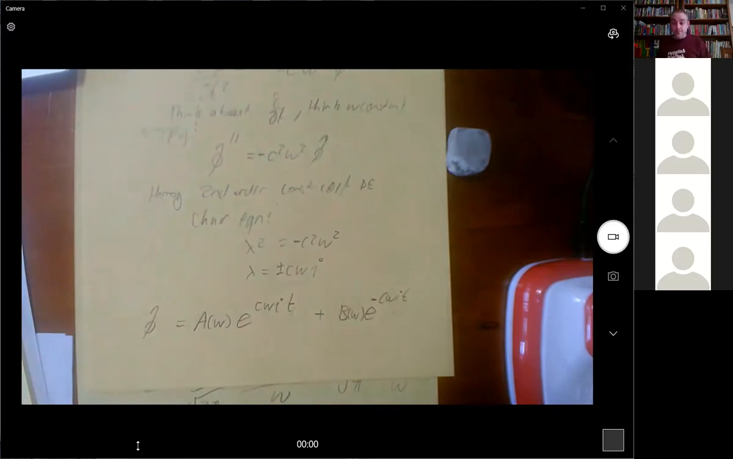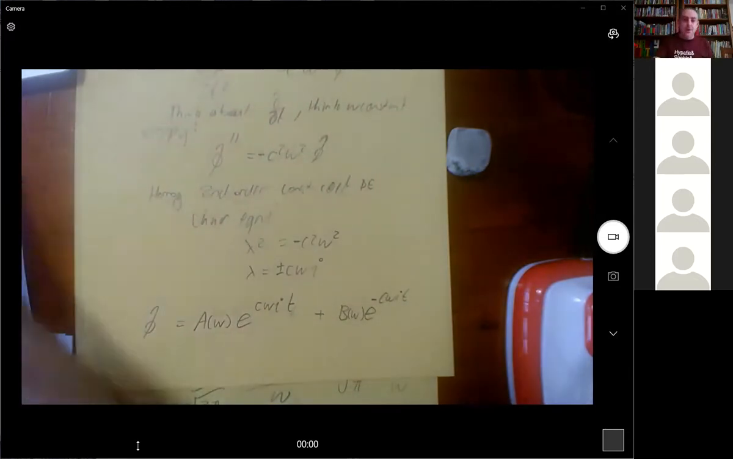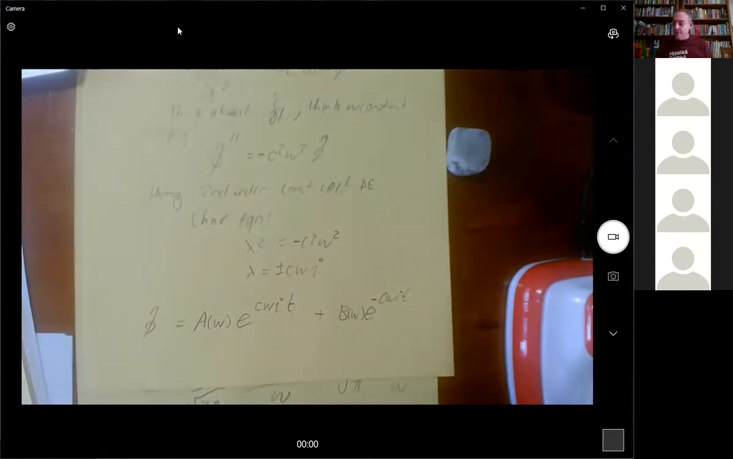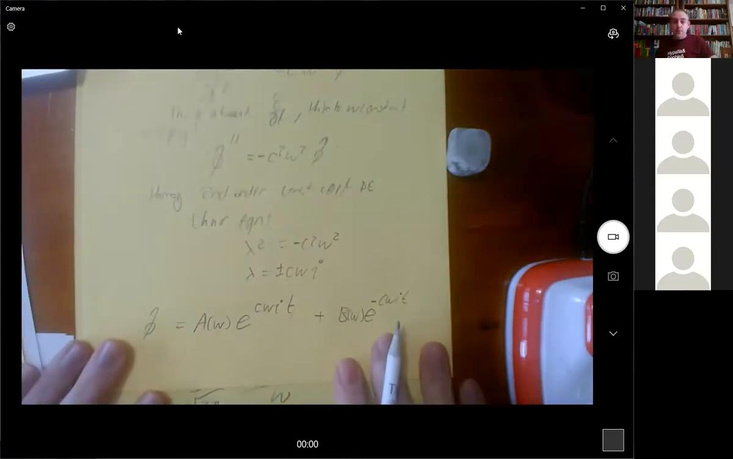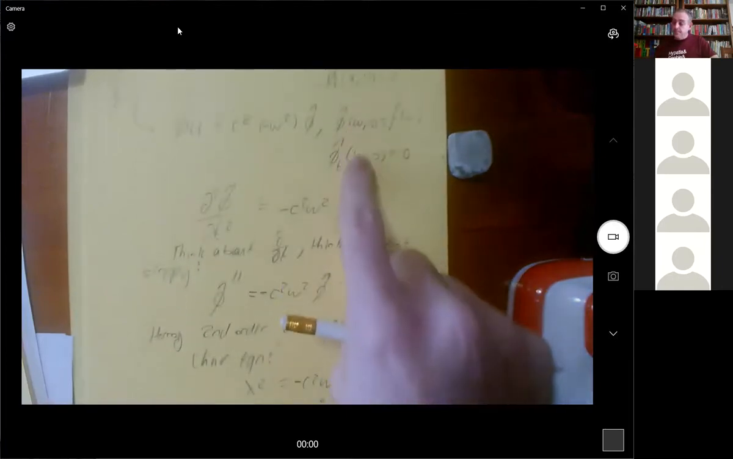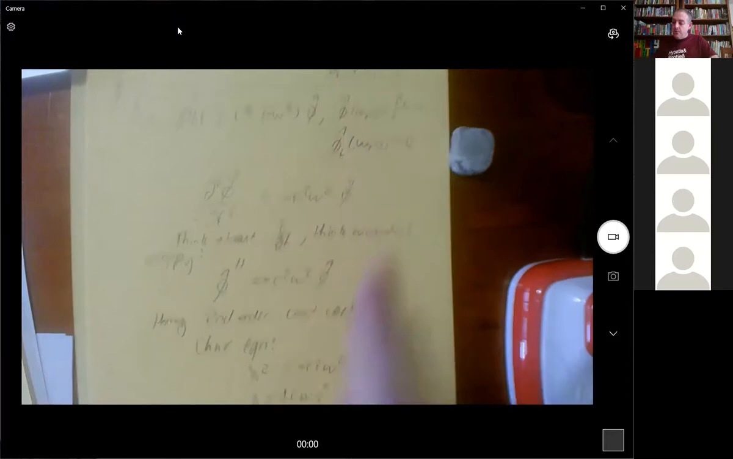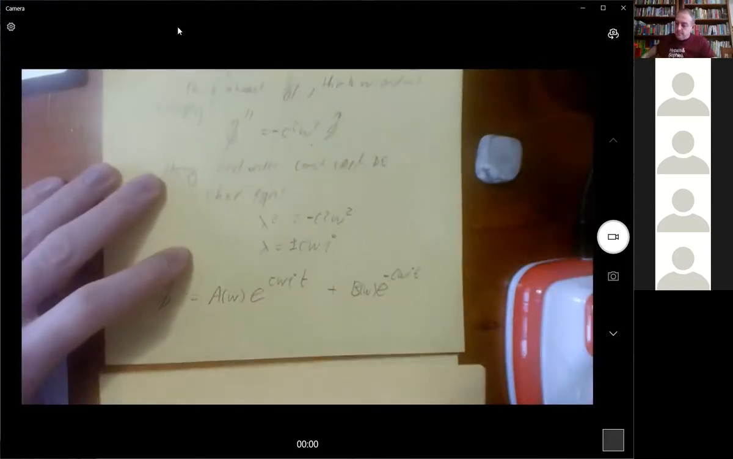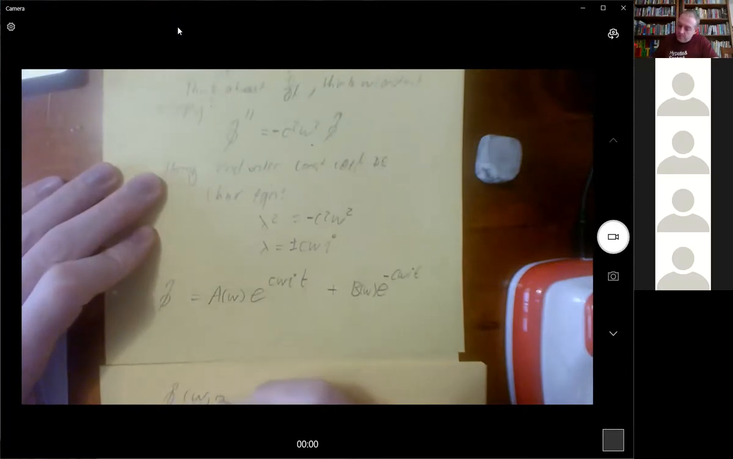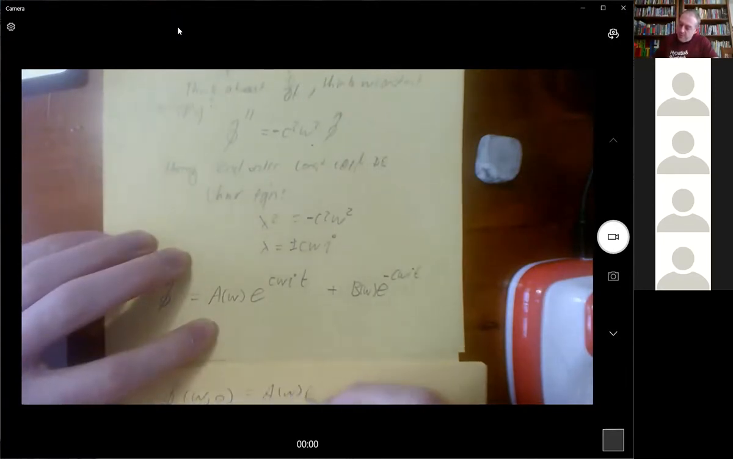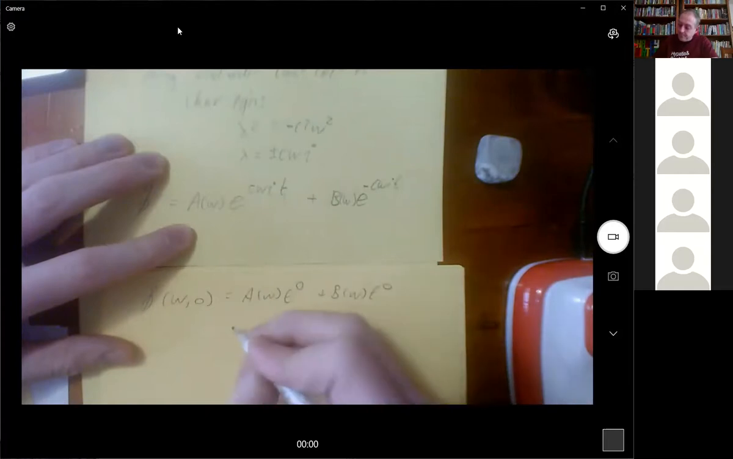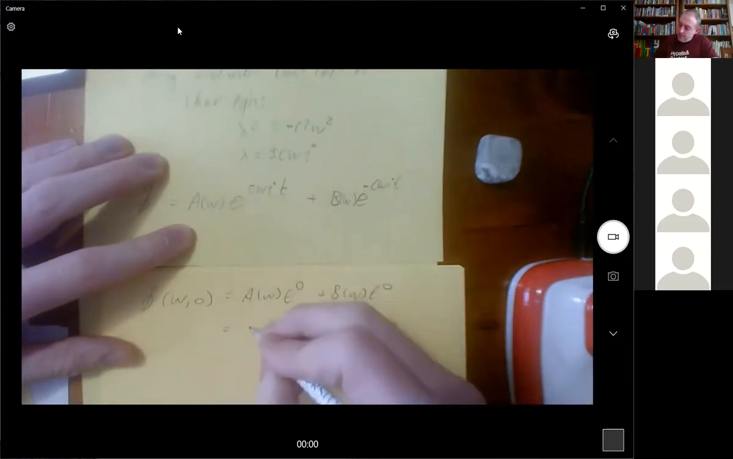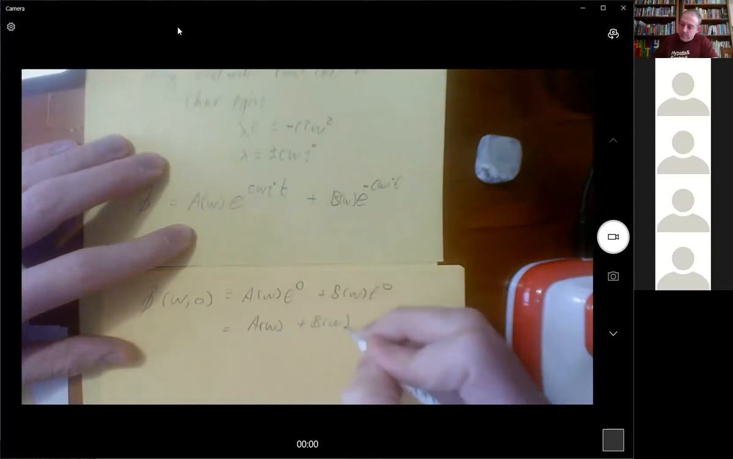So this is where I'm at. What would I do now? Normally what I do is I try and use the conditions I've got to figure out what these constants were. So I'm going to do that as well. Phi hat of w0 is a of w e to the 0 plus b of w e to the 0, which is a of w plus b of w.